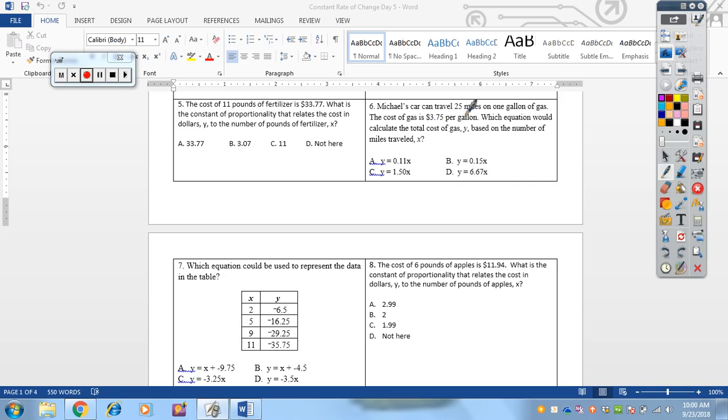So Michael's car can travel at 25 miles on 1 gallon of gas. The cost of gas is $3.75 per gallon. Which equation would calculate the total cost of gas Y based on the number of miles traveled X? This is no joke. This is some real work here. All right, 25 miles on 1 gallon, and it's $3.75 per gallon. So how much does it cost per mile? Right? That's what we want to know. I know it says which equation would calculate the total cost, but we need to know how much, because we're using gas and miles.